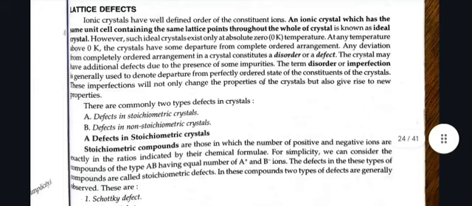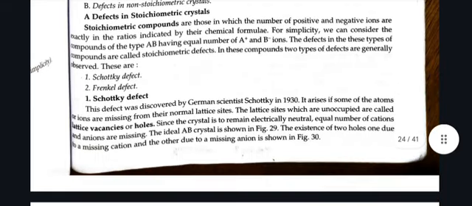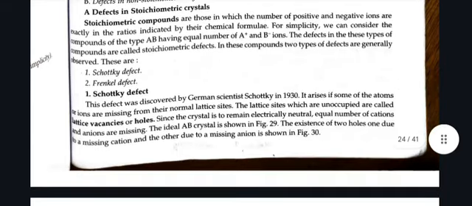Stoichiometric compounds are those in which the number of positive and negative ions are exactly in the ratios indicated by their chemical formulae. For simplicity, we can consider a compound of the type AB having equal number of A positive and B negative ions. The defects in these types of compounds are called stoichiometric defects. In these compounds, two types of defects are generally observed. These are Schottky defect and Frenkel defect. So we discuss first the Schottky defect.